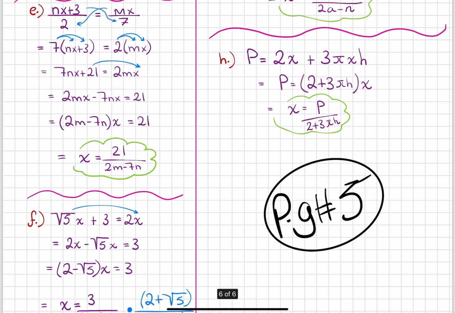H. The last example. p is equal to 2x + 3πxh. So we have to make x the subject, and as you can see, x is on both sides. So just factor out x. p is equal to (2 + 3πh), with x factored out. From here, shift x to the other side and divide by 2 + 3πh on both sides. So x is equal to p over (2 + 3πh).